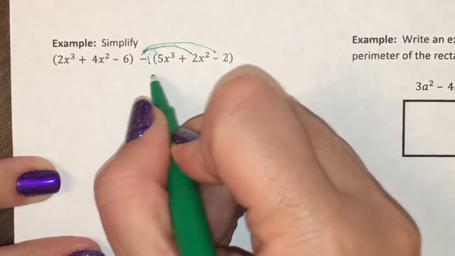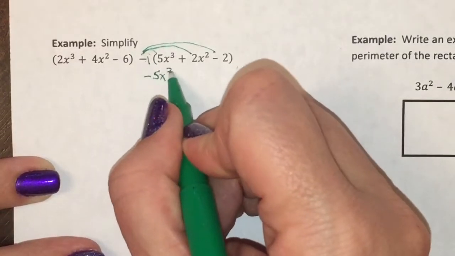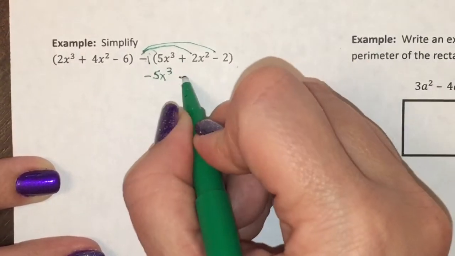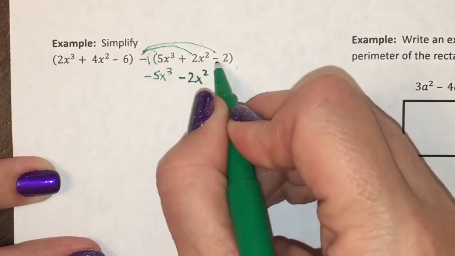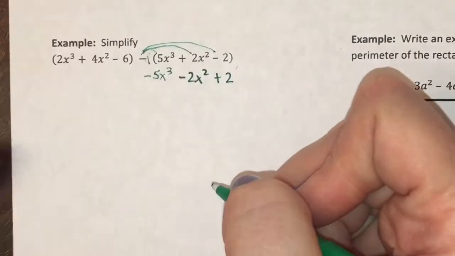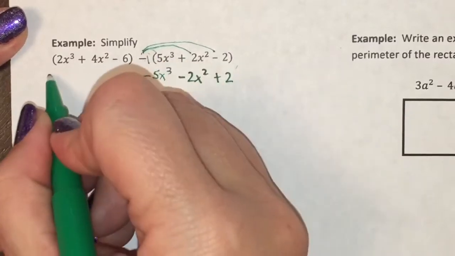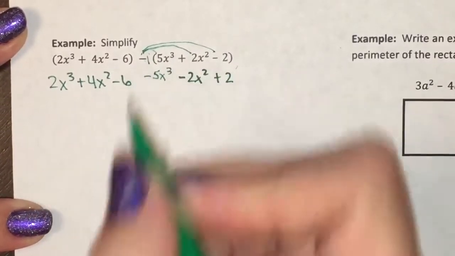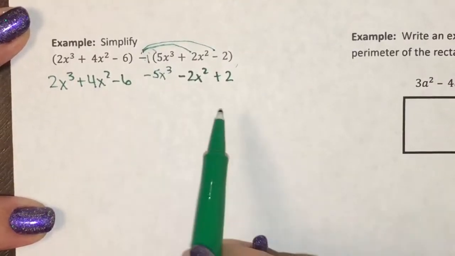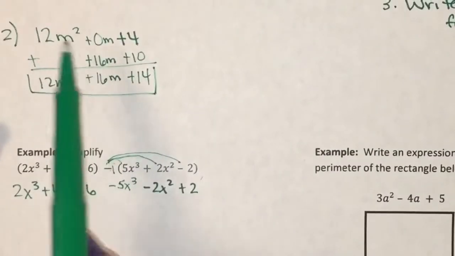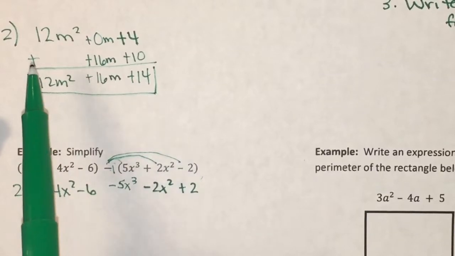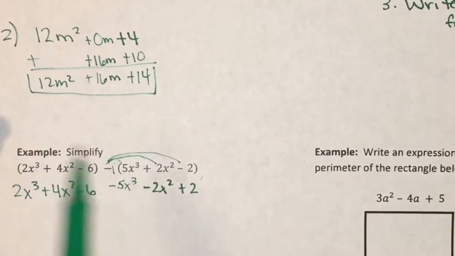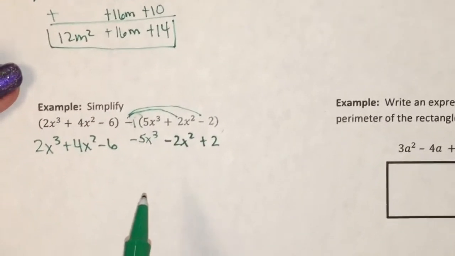So a negative times a positive will give me a -5x cubed. Negative times a positive is a -2x squared. Negative times a negative gives me a positive 2. All right, so then I bring down this other mess, 2x cubed plus 4x squared minus 6. So then we can stack them on each other like I did up here in this example, and we can add because we've already distributed that negative.